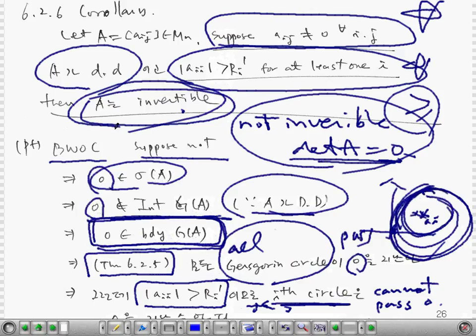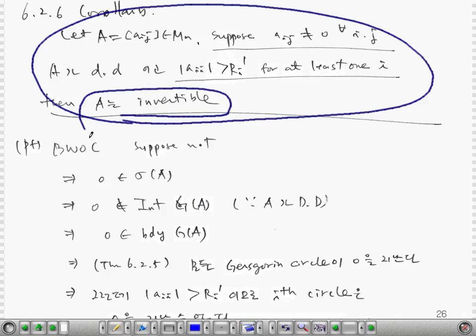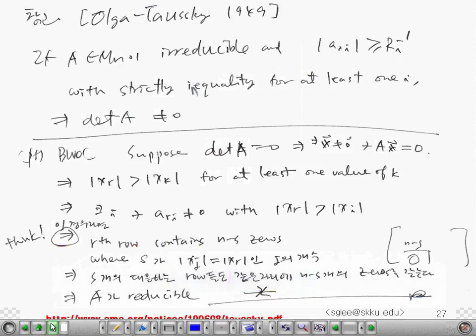So the previous lemma can be well used to give us the right generalization of the Gershgorin circle theorem, with a condition: all entries are non-zero. Think about this theorem. This is Olga Taussky's generalization of 1949.